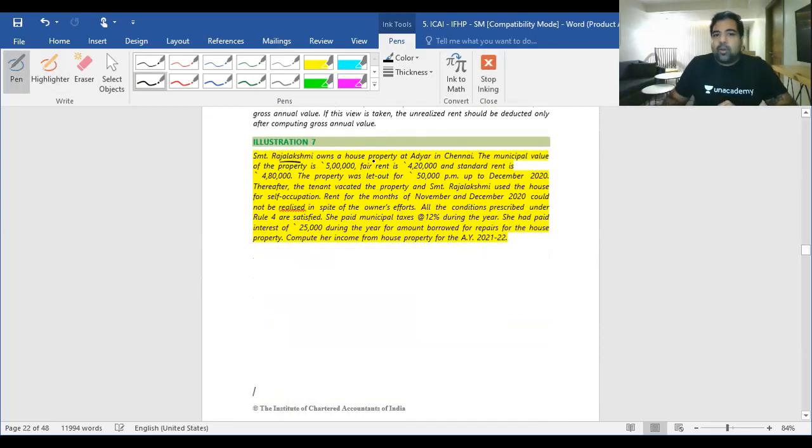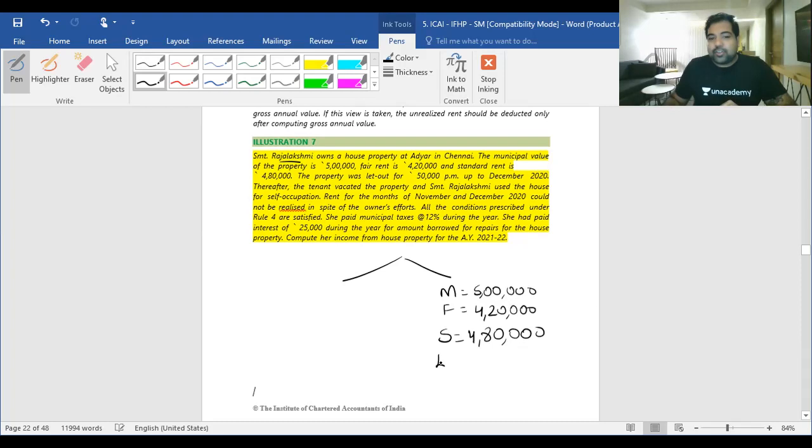This is Srimati Rajalakshmi, who owns a house property in Chennai. The municipal value of the property is 5 lakh. Fair rent is 4 lakh 20. So municipal value is higher here. And standard rent is 4 lakh 80. So basically it's 4 lakh 20 or 5 lakh, whichever is higher. So 5 lakh is higher, but it cannot be more than standard rent. So your expected rent is 4 lakh 80,000. I'm just putting it in a box because this is ready.